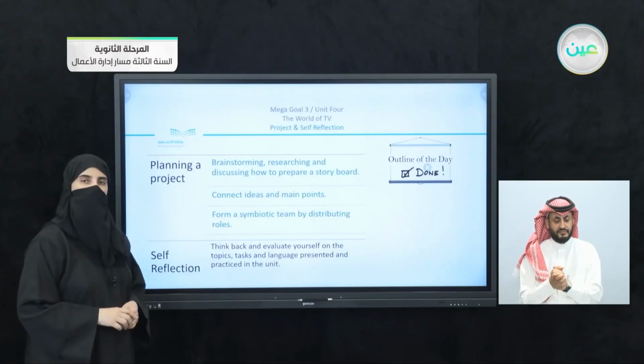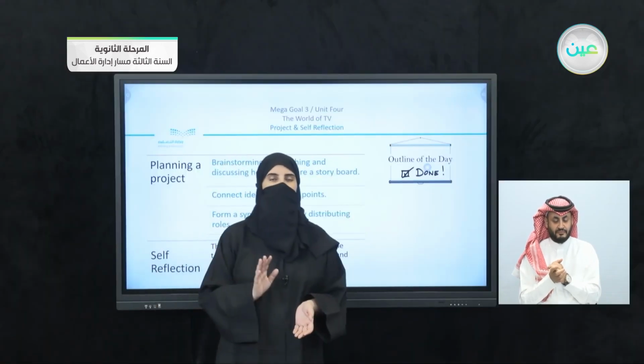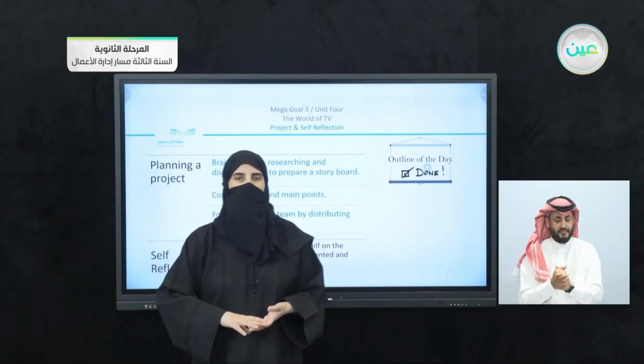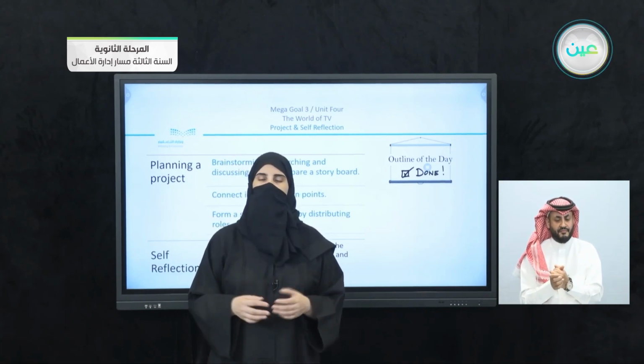Our outline for our lesson: we had the brainstorming, researching, and discussing how to prepare a storyboard, connected ideas and main points, and formed a symbiotic team together by distributing roles and forming a complete storyboard. We have the self-reflection to think back and evaluate yourself on topics, tasks, and language presented and practiced in the unit. We have, alhamdulillah, completed our Unit 4. We are going to start with our revision, and we have self-reflection and evaluation in our next lessons, so be ready.